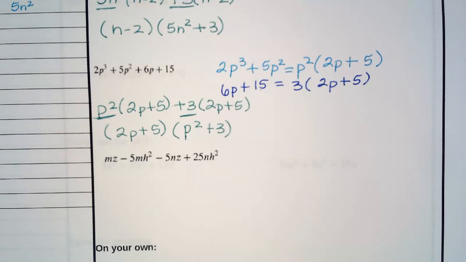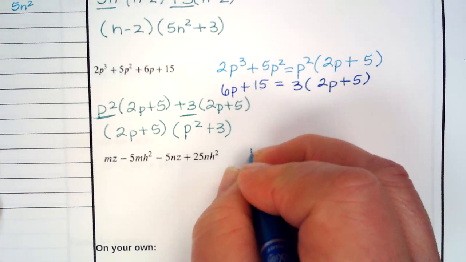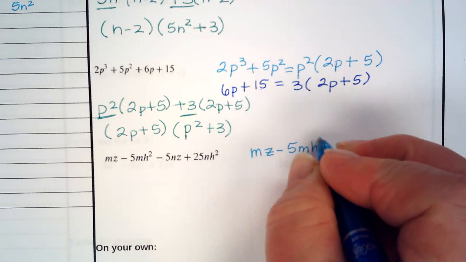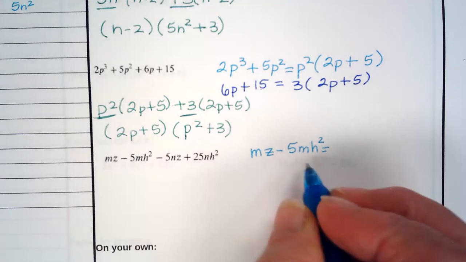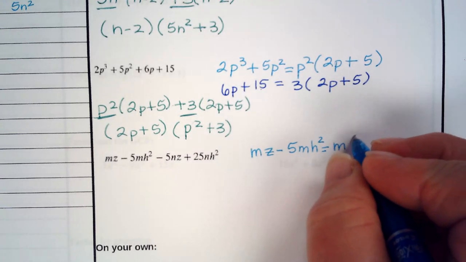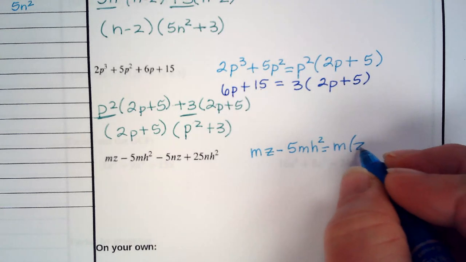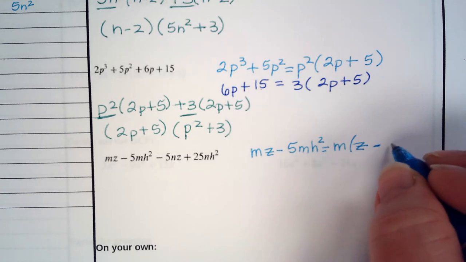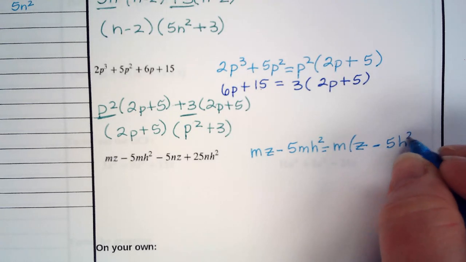Take a minute and look at the next one. It looks like a hot mess, doesn't it? Do you think you can start it on your own? Give it a try. Okay, let's look at it. mz minus 5mh squared. The only thing that's common is m. So mz divided by m leaves me with z. Minus 5mh squared divided by m is 5h squared.